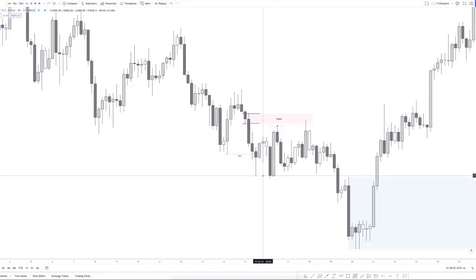So we're still just playing within this range, which is completely fine. I know some individuals are going to count this as a break of structure because we have a wick that closes below, but on the H4, I would not count this as a break of structure just yet.